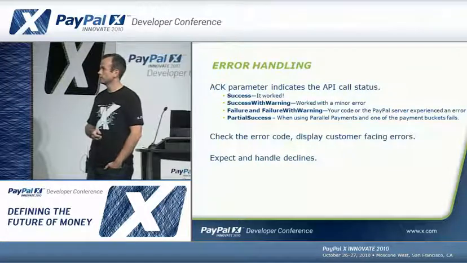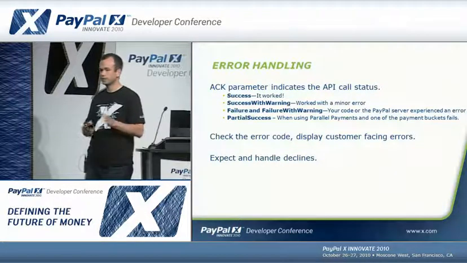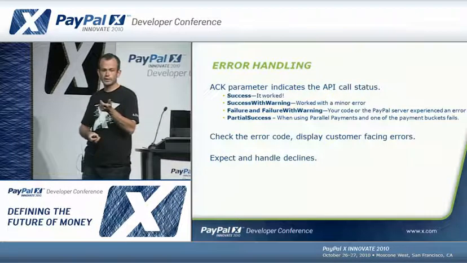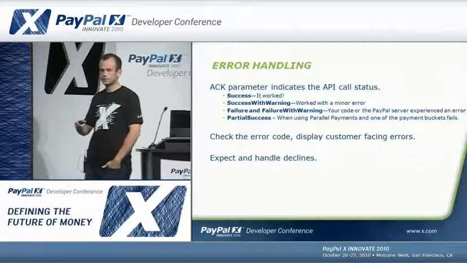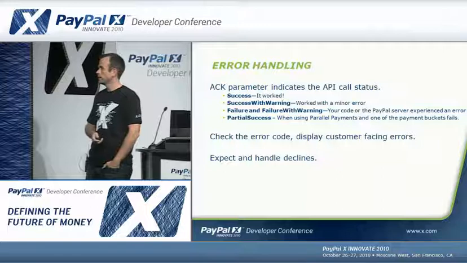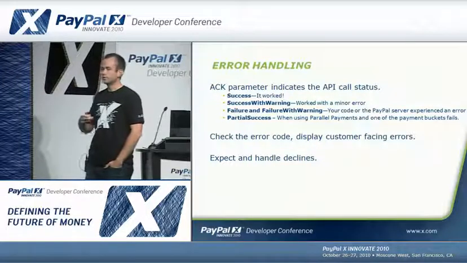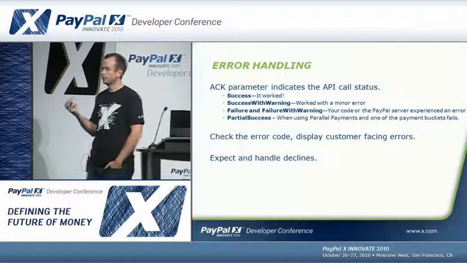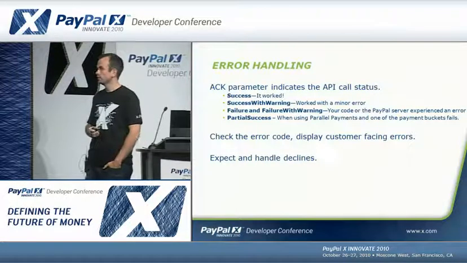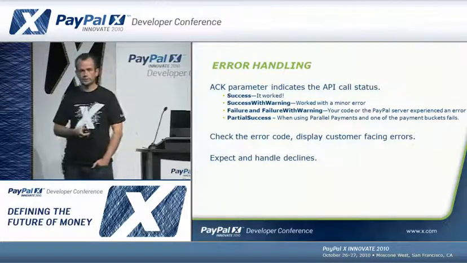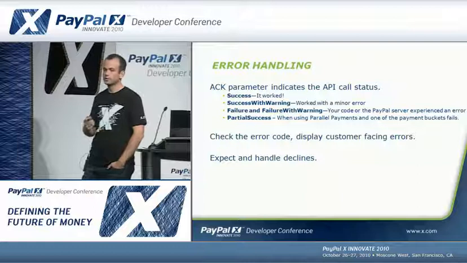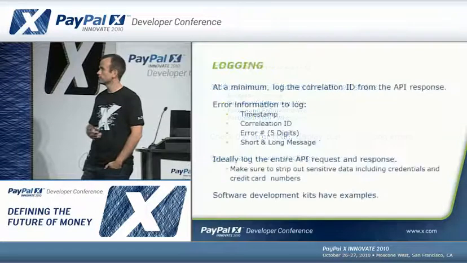But that is something where if you're sending payments to 2 different recipients with Express Checkout, one of the buckets might fail. So it's just a warning that one of them succeeded and one of them failed. Like I said, you want to check the error code, and display a good message to the customer on errors that should be messaged to them. Like if the authorization fails, you can message the customer that you need to choose another payment method. And like I said, expect to have some declines. So you need to be ready for those.